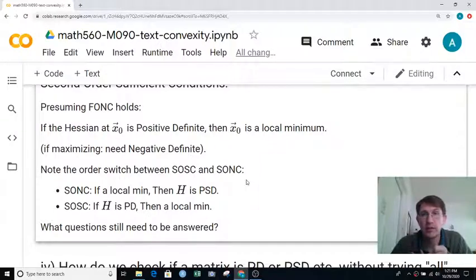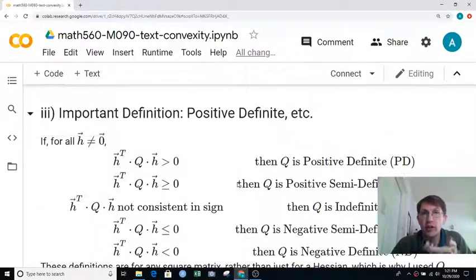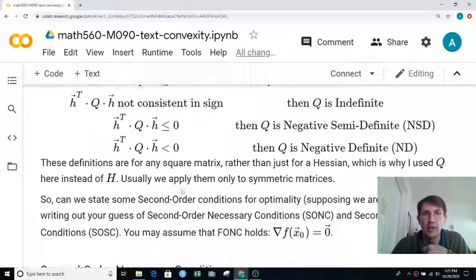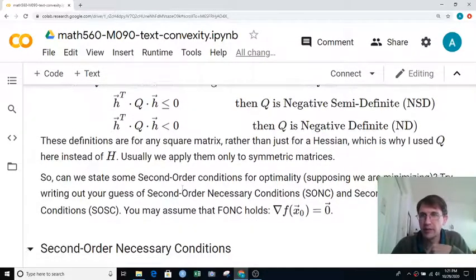So to me, a big question about this whole second order condition thing or positive definite is the definition involves checking all vectors h that are not zero. That's going to take a while. There's an infinite number of them. So can we boil it down to something else that's easier to check?